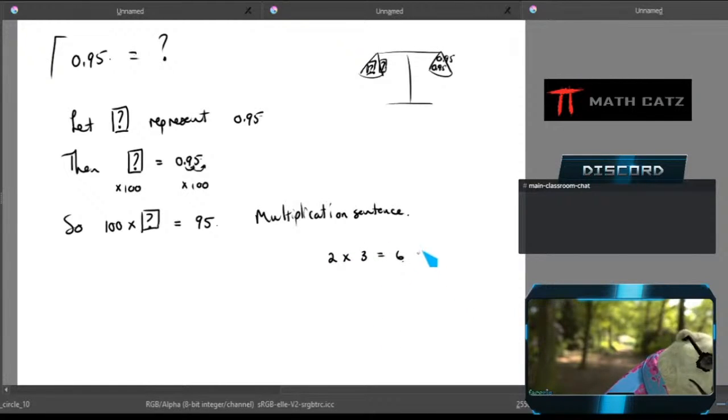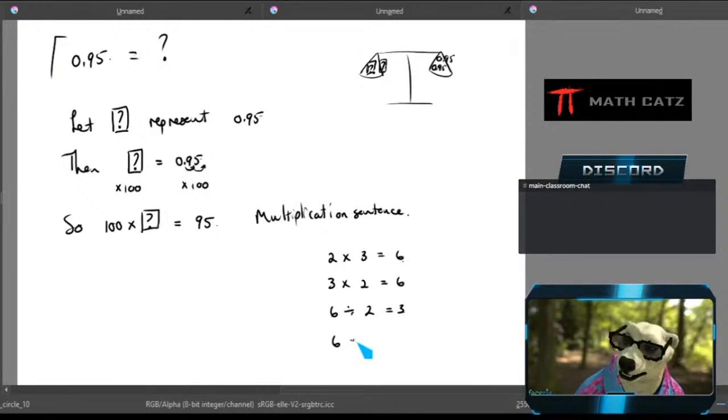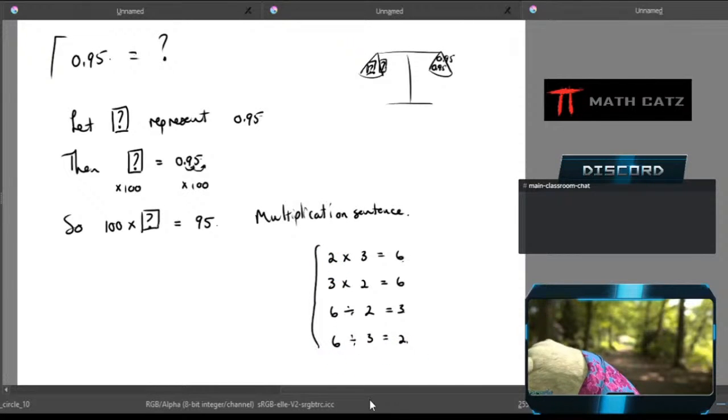Look at the workbooks. They take this and they write it in all 4 of its versions. The other version is 3 times 2 equals 6. The other version is the 2 corresponding division sentences. 6 divided by 2 equals 3. 6 divided by 3 equals 2. Those 4 go together. And they take one, whichever one, and they have to write the other 3 as exercises over and over and over.